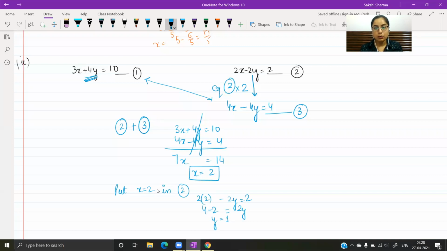Right. You can check by substitution. 4 minus 2 equals 2. 6 plus 4 equals 10. Both equations are satisfied. So your answer is x equals 2, y equals 1.